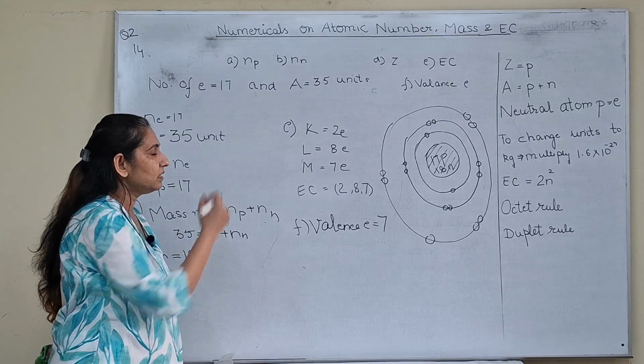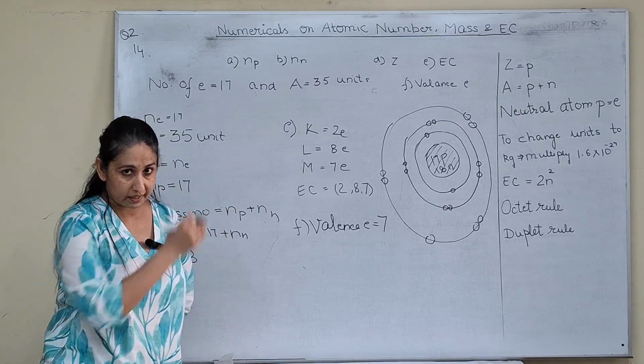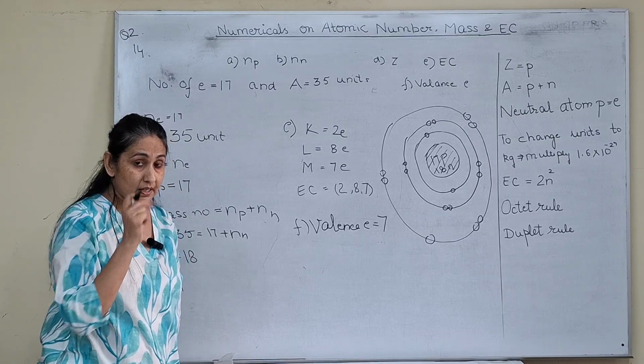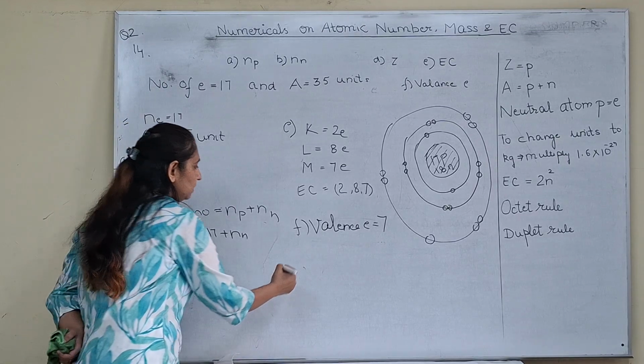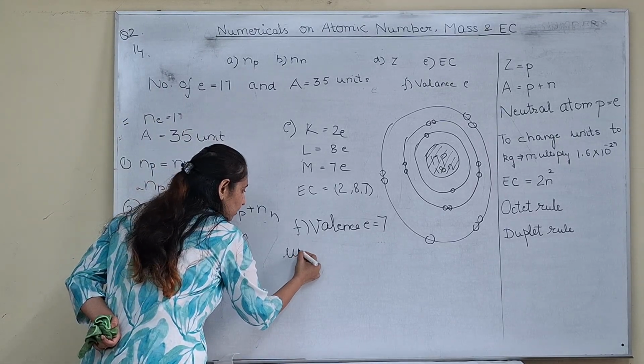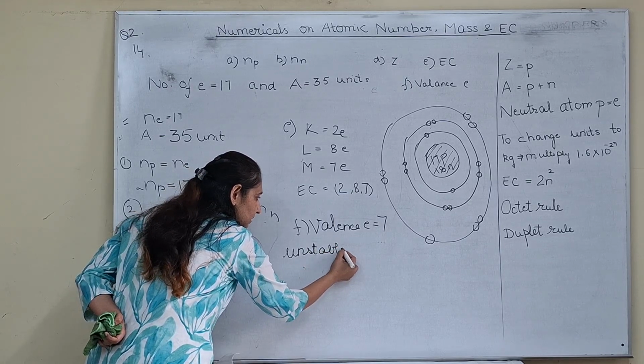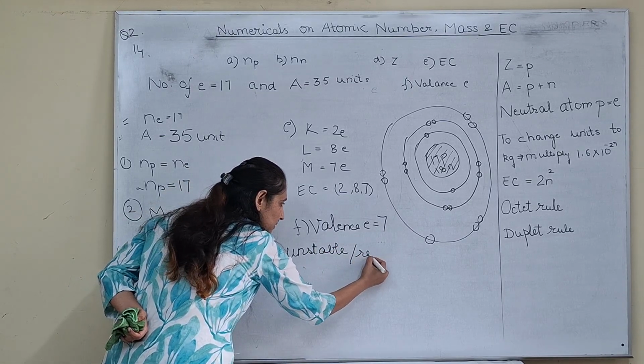Now this doesn't have 8 in the last shell. आखिरी में 8 होने चाहिए, आखिरी में इसके पास 7 है. It has 7 electrons, so this will be unstable or reactive. Unstable basically means reactive.